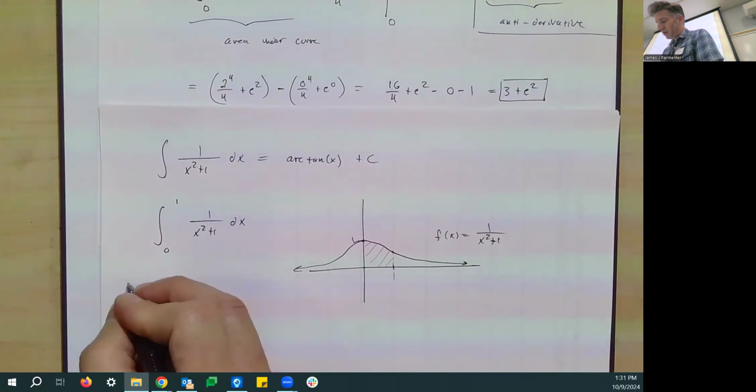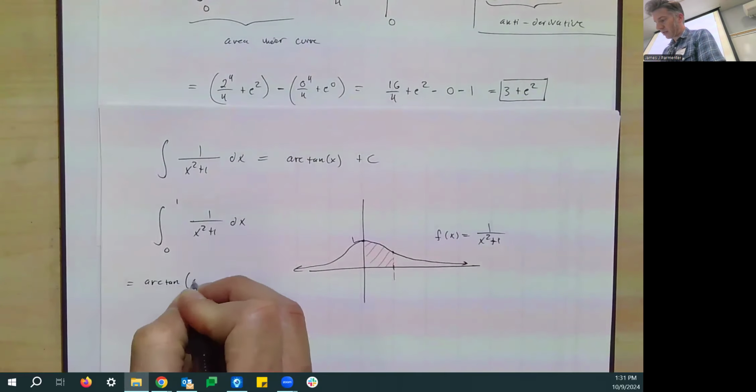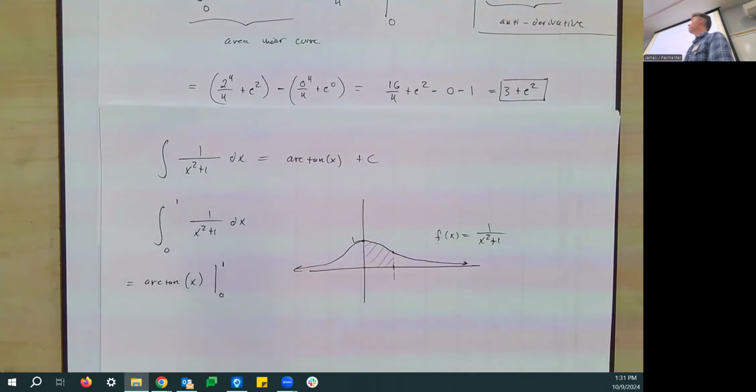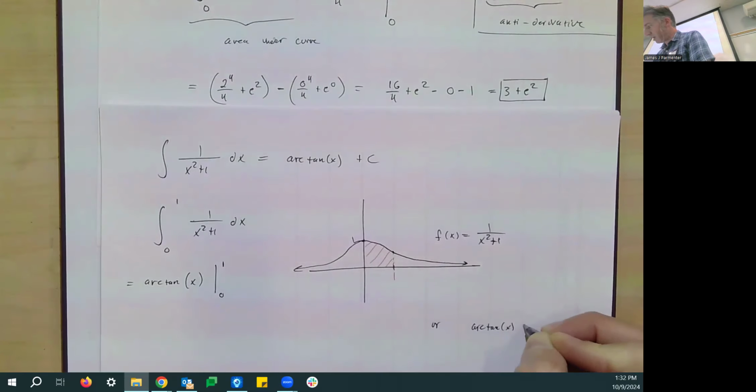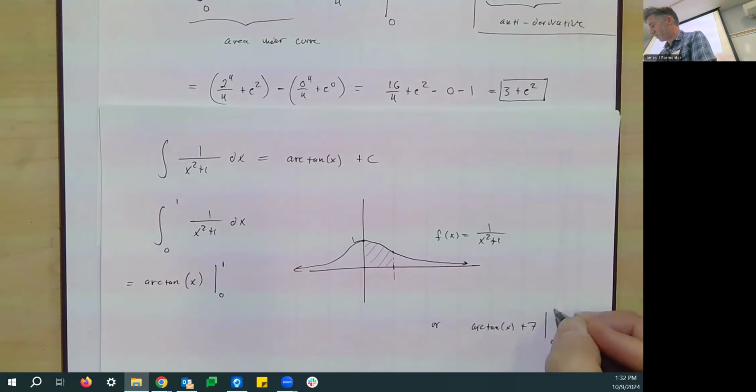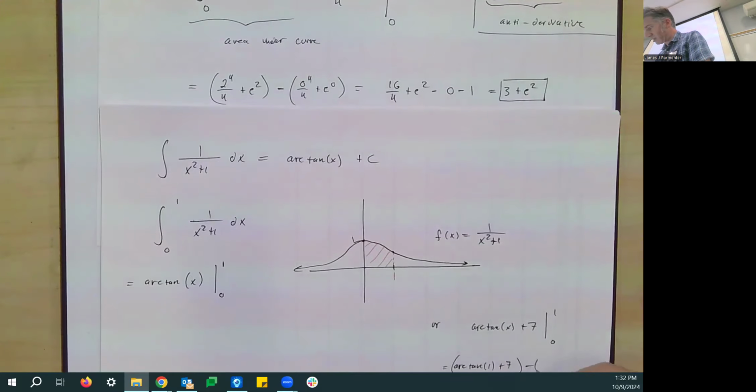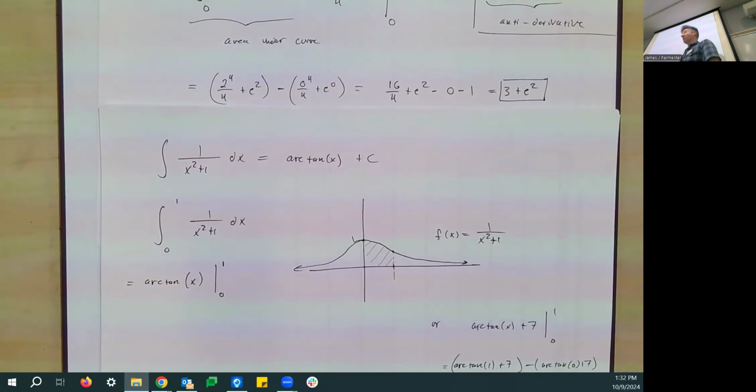So it's just going to be the arctangent of x evaluated from 0 to 1. Useful thing to know when you're finding a definite integral, aka an area under a curve: you don't need the plus c. You can write it, but it's just going to cancel out with itself. You could do arctangent of x plus 7, from 0 to 1, and then you get arctangent of 1 plus 7 minus arctangent of 0 plus 7. And the 7s, or the c's, will cancel. So you never need the plus c for a definite integral.